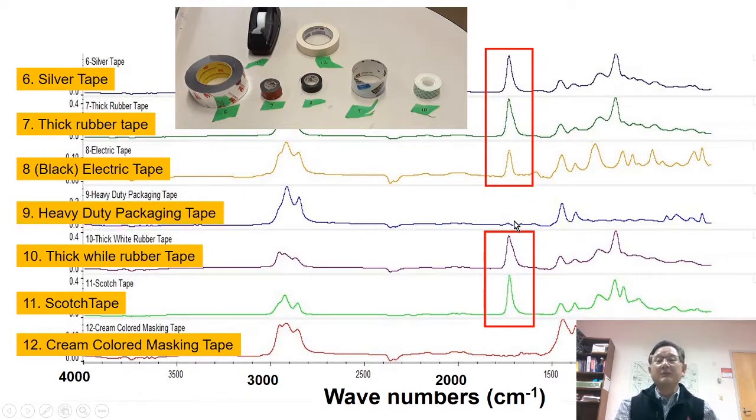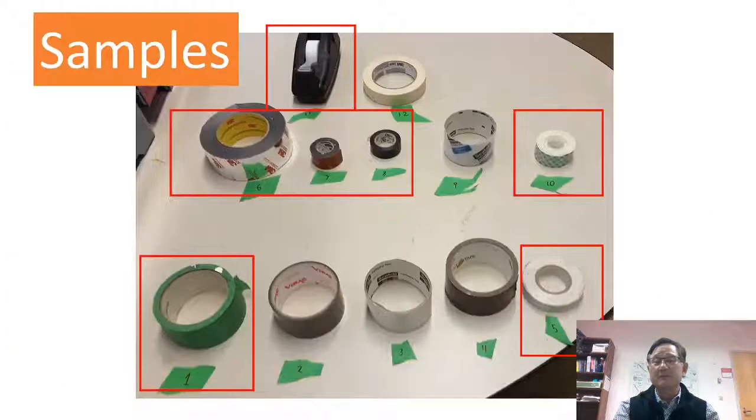So they are chemically different from the others. It's kind of interesting for you to know. This is the main message for today. Tapes are all sticky stuff like this, but they are not chemically the same. Some of the chemicals are the same, some are not, depending on, I guess, the stickiness they want to control on the surfaces they are being used.